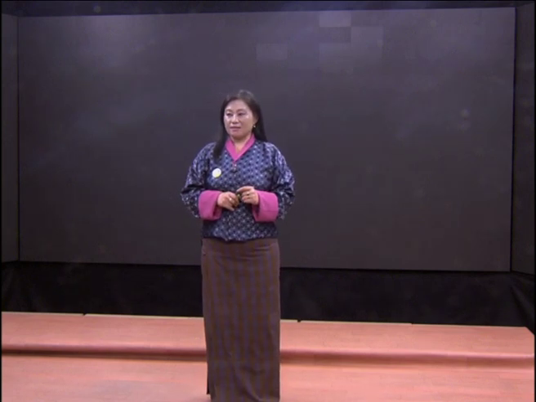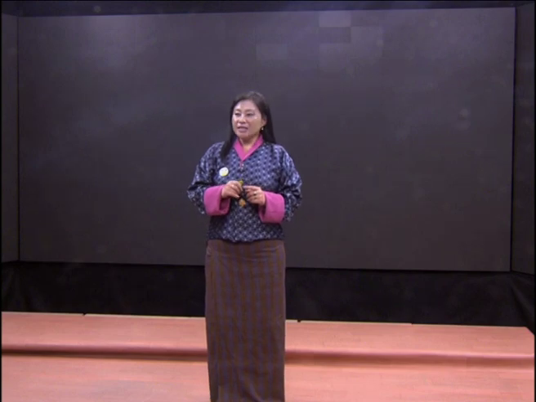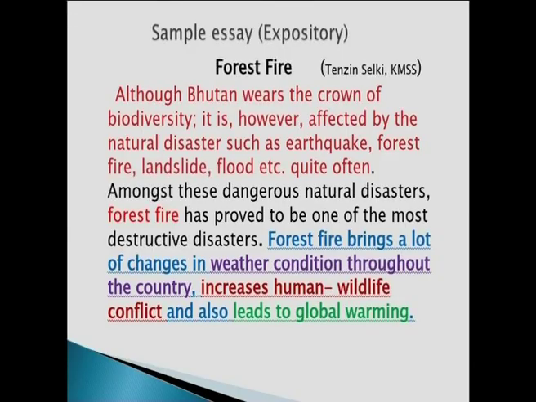opening sentence. Here, once again, the child has used figures of speech, and in this case, it's personification. It's personification because Bhutan is given life. Bhutan is wearing a crown. She is a queen or a king. And then the meaning here is Bhutan is very rich in natural resources. She's very rich in natural resources.